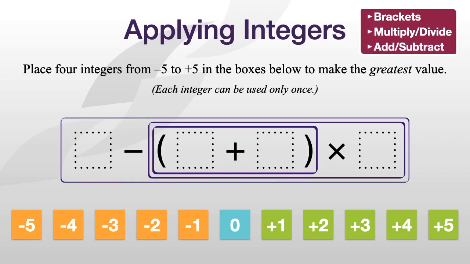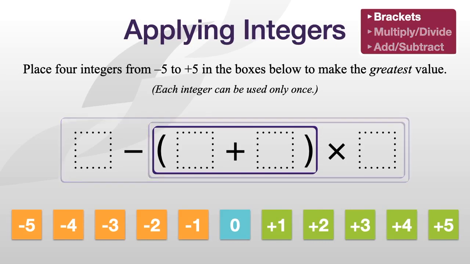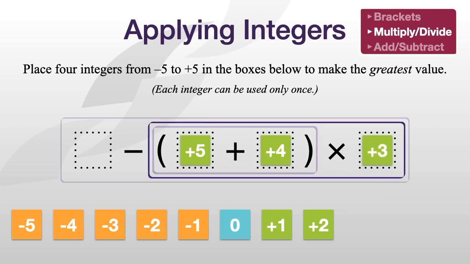We could pick and place integers randomly and see what values we get. Instead, we'll try a more strategic approach. We can begin by attempting to maximize the sum within the brackets. Placing the largest two integers, positive 5 and positive 4, in these boxes gives us the largest possible sum. Next, we multiply. We can place the largest remaining integer, positive 3, in the spot of the second factor. However, swapping positive 5 and positive 3 results in an even greater product.